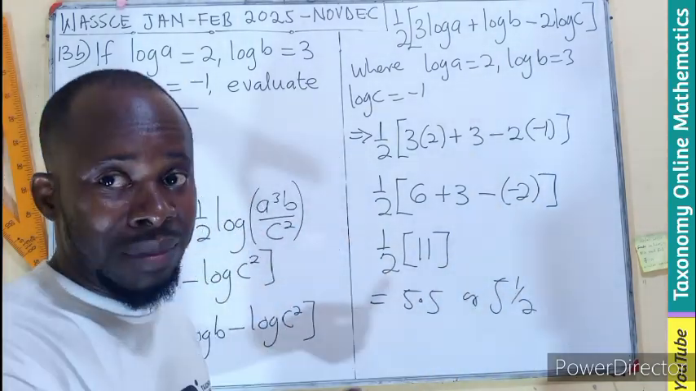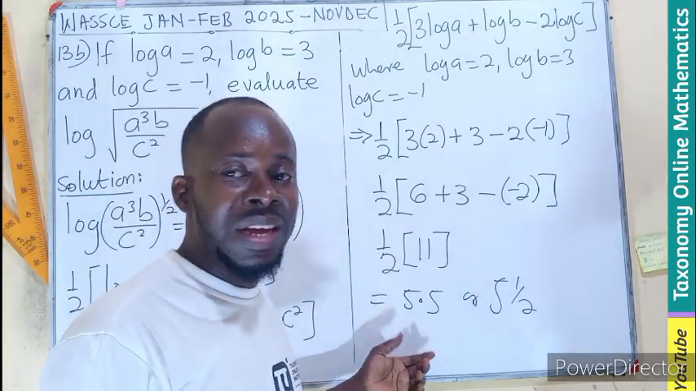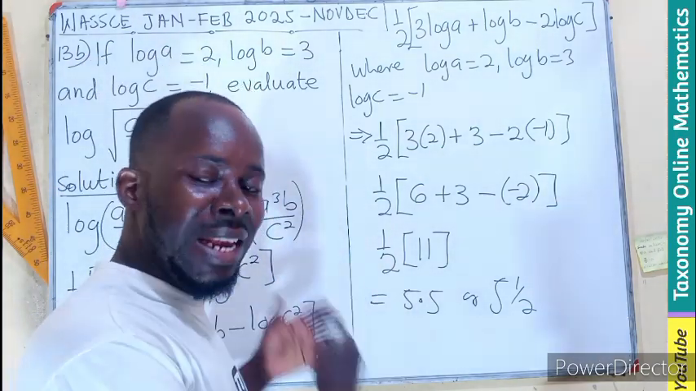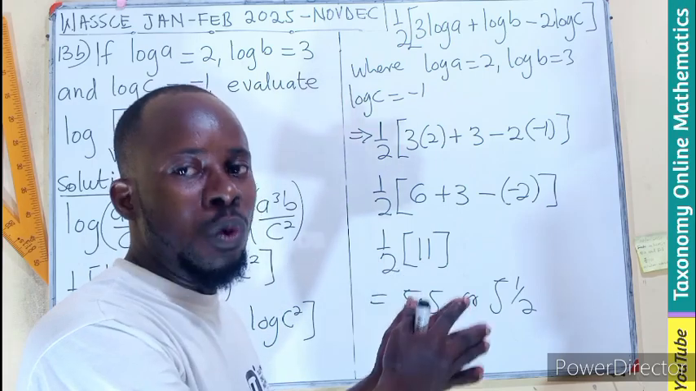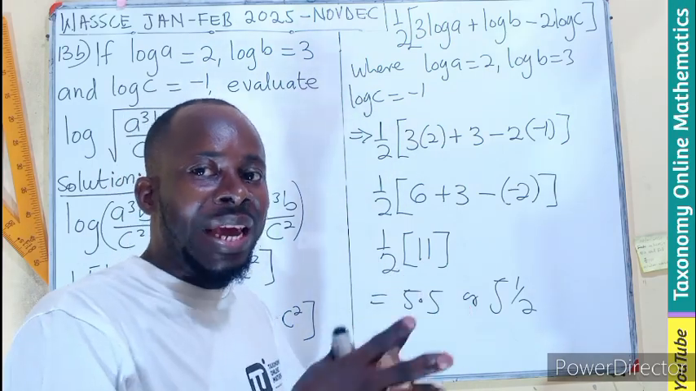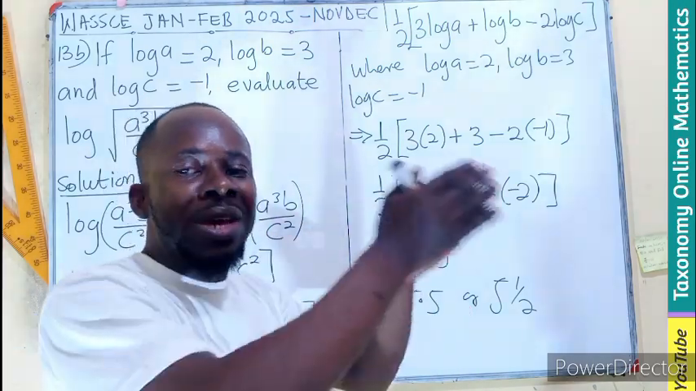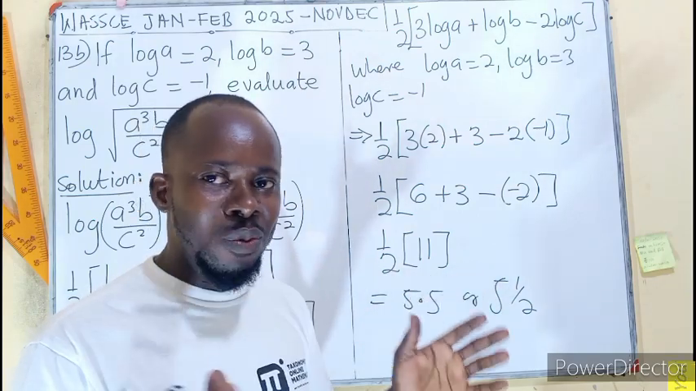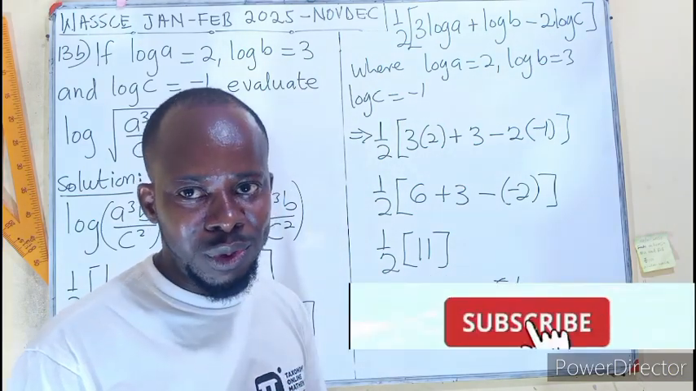You can see the first method also gives rise to 5.5. The second method also. This is taking the logarithm as a whole. The first one we were taking as logarithm transformed into indices. Check the two methods and see the one that resonates with you.